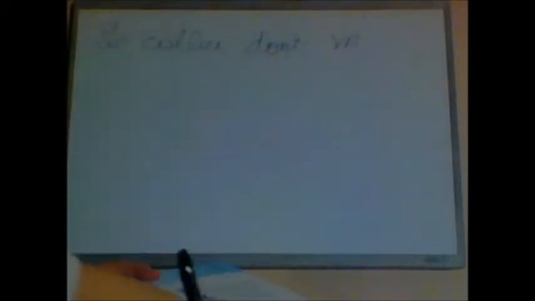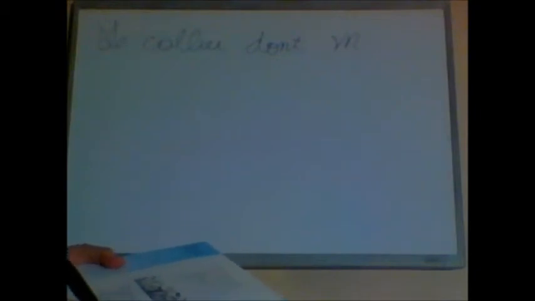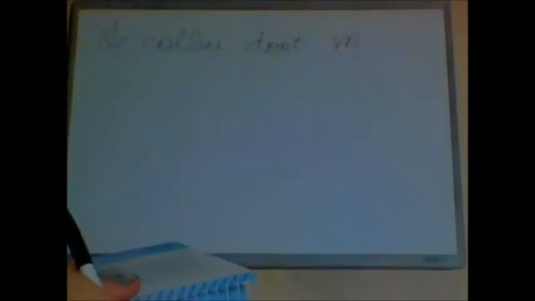Numéro 1. Le collier est en or. Mathilde a envie de ce collier. So we've got avoir envie de. We're going to use dont. And we're going to say the necklace that Mathilde wants is made out of gold. So we've got le collier dont Mathilde a envie est en or. The necklace that she wants is made out of gold.